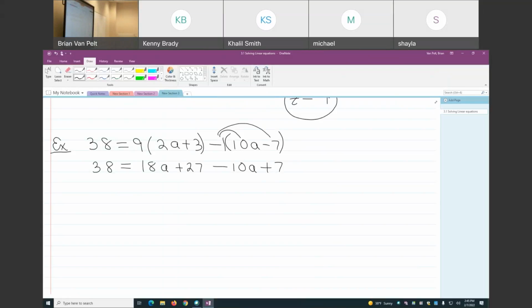Well, what would you do next? What would be the next step? Combine like terms. So I'll have a 38 on the left still. What would it look like on my right side? 8A, because the 18A minus the 10A gives us an 8A. So that took care of the A's, and next I'm going to be looking at the numbers. What do you get when you combine those two? Positive 34.